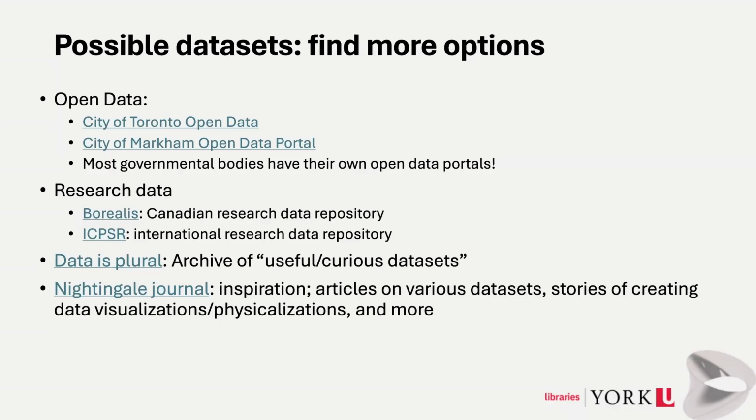And then I linked to a couple other places that I particularly like. I like Data is Plural, which is an archive of, as they say, useful/curious data sets. And then the Nightingale Journal, which has a lot of really great inspiration and articles on different various data sets. And particularly, they're good at exploring the different stories that others have created, either using data visualizations or physicalizations, and kind of a breakdown of the process. So that temperature data through leaves is a Nightingale Journal article.